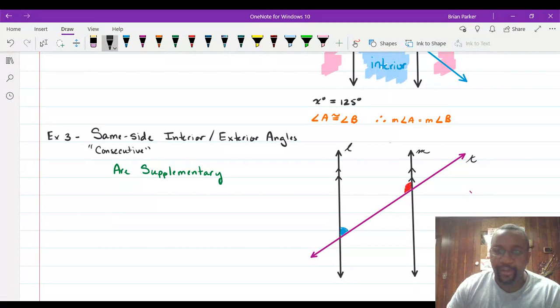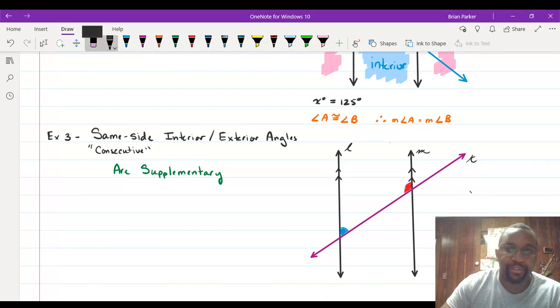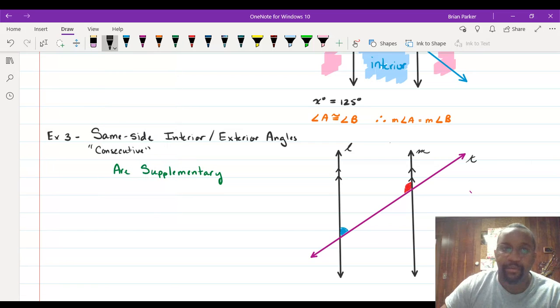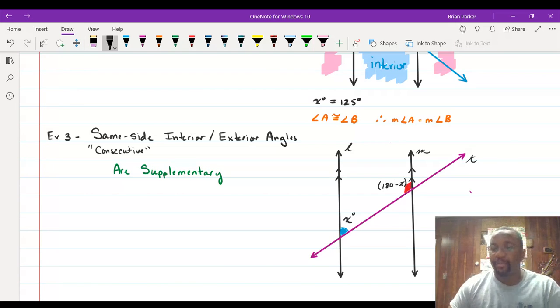So if I told you this, let's make it slightly complicated. If I were to tell you that this angle here is X degrees, how much is this angle? It would have to be whatever 180 minus X is, since they're supplementary. Okay, it has to be that.